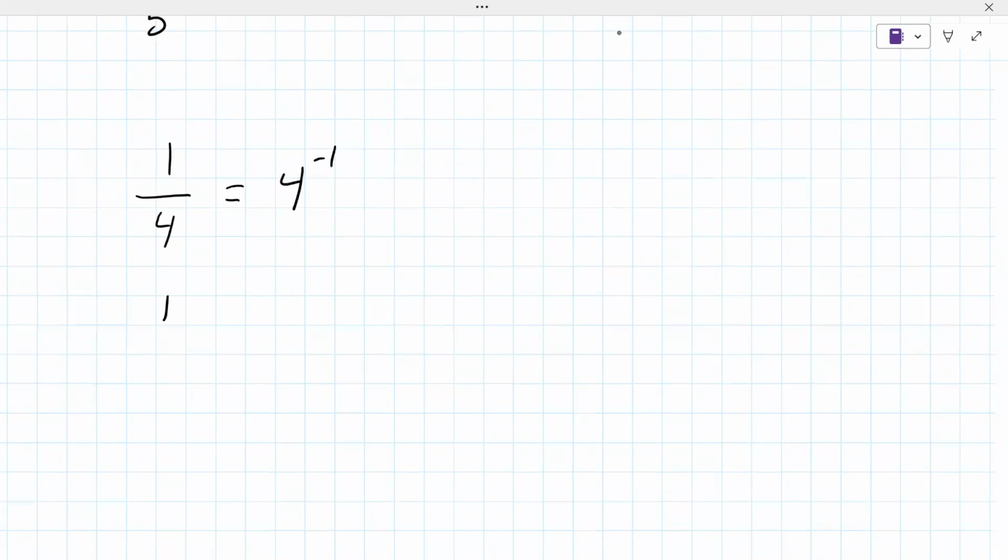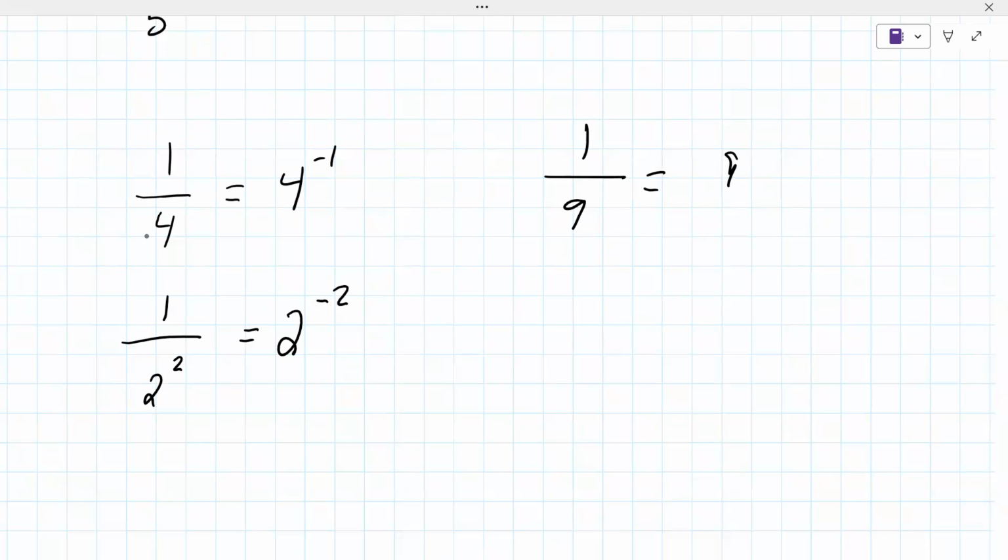Yes, but it could also be 1 over 2 squared. Do you agree that 2 squared gets you back to 4? So this would be 2 to the -2 power. Okay, so let's look at 1/9. What are the two ways you could write 1/9? 9 to the -1. Okay, and what's another way?